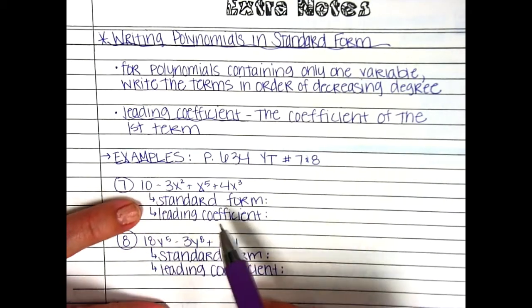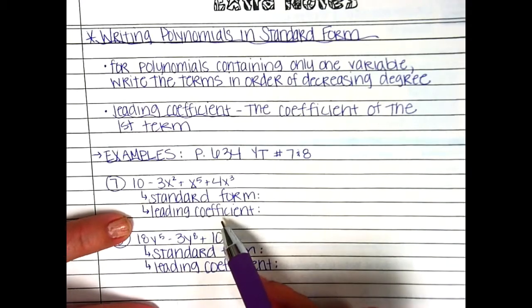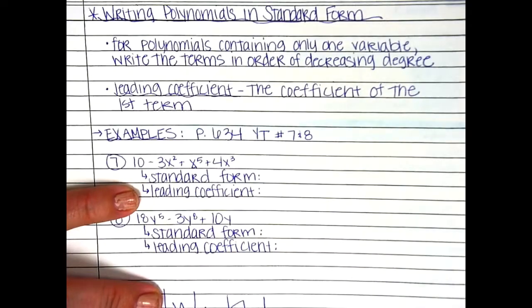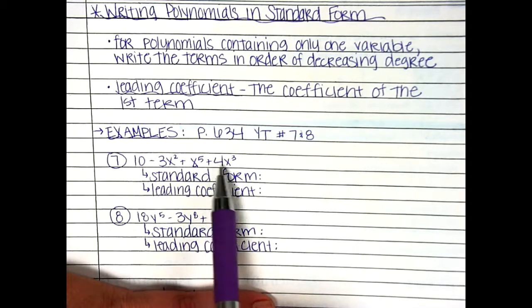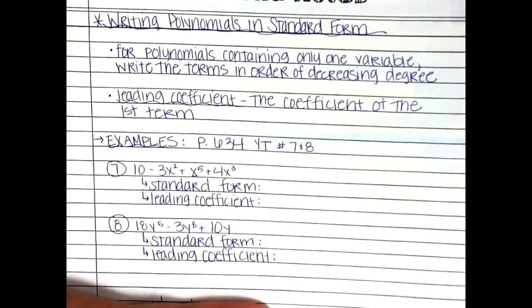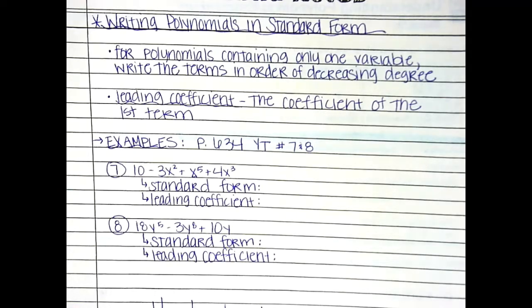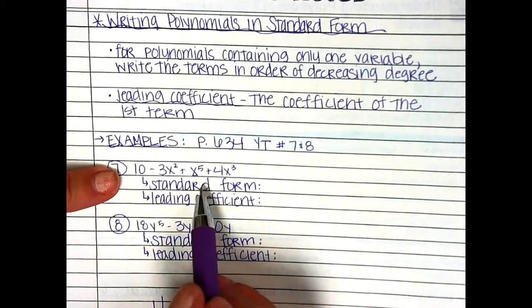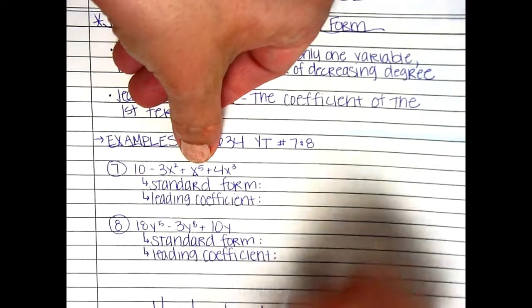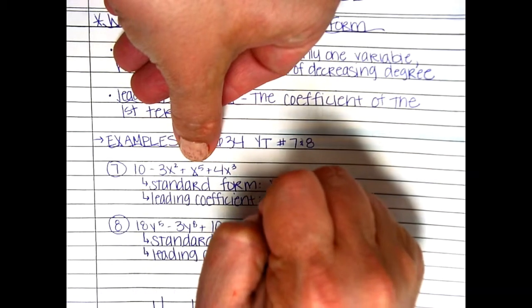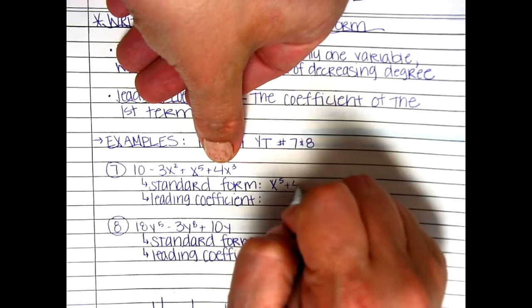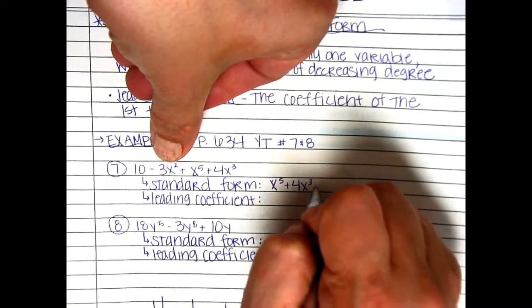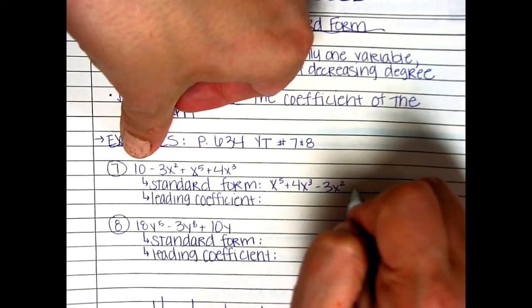So number 7, and the directions are to write it in standard form and then list the leading coefficient. So the first one is 10 minus 3x squared plus x to the 5th plus 4x cubed. The first thing you should do when you're going through these is look to see, can you combine like terms? Okay, in this one I cannot because I don't have any variables of the same power. So I'm going to start with the highest power, which is x to the 5th. The next highest power is the 4x cubed. And then the negative 3x squared. And finally plus 10.